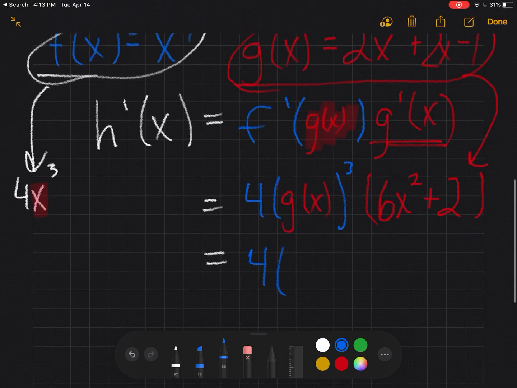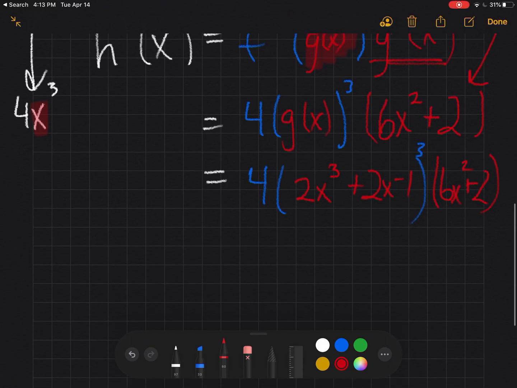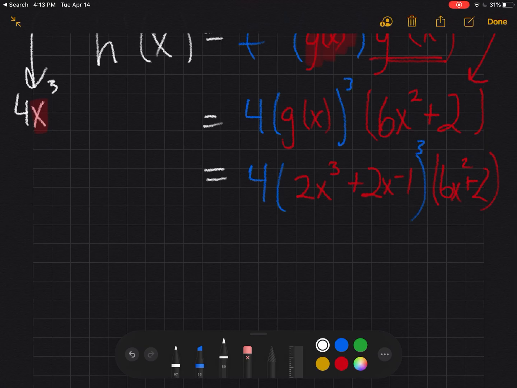So this is my g of x function. And if I take the derivative, I'm going to stick it right in here. And we're going to get 6x squared plus 2. So this is going to be 4 times (2x cubed plus 2x minus 1) all to the 3rd power times (6x squared plus 2).